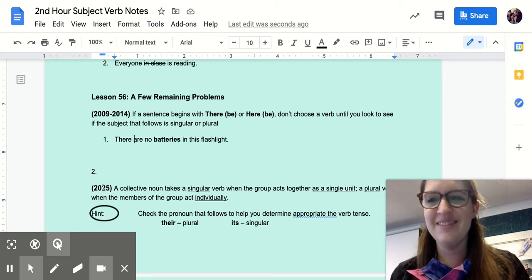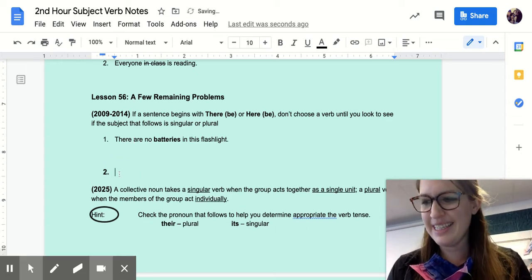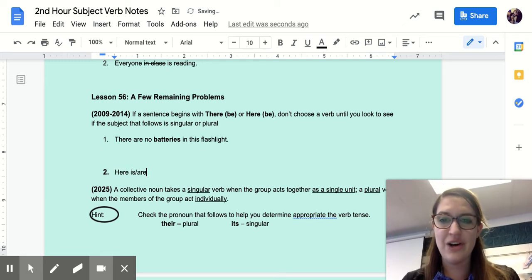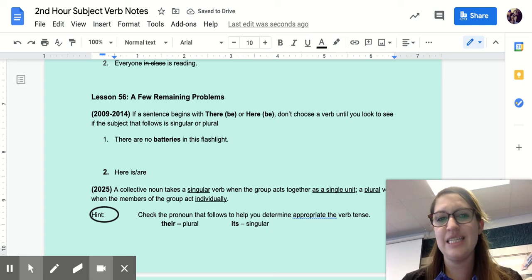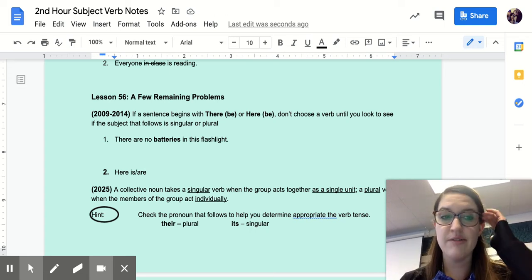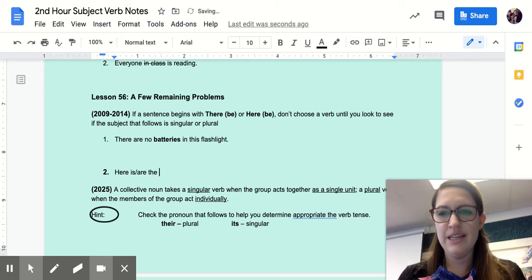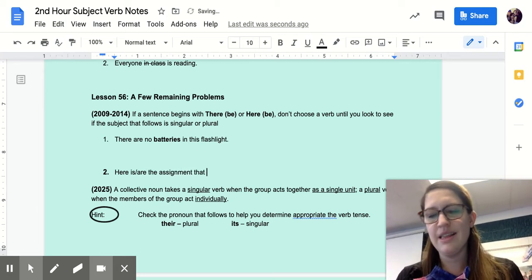So the next one, same idea. Here is or are. We don't know what there is or are, so we need to wait in the sentence until we see the subject because it follows the verb. So there is or are the assignment that was missing.